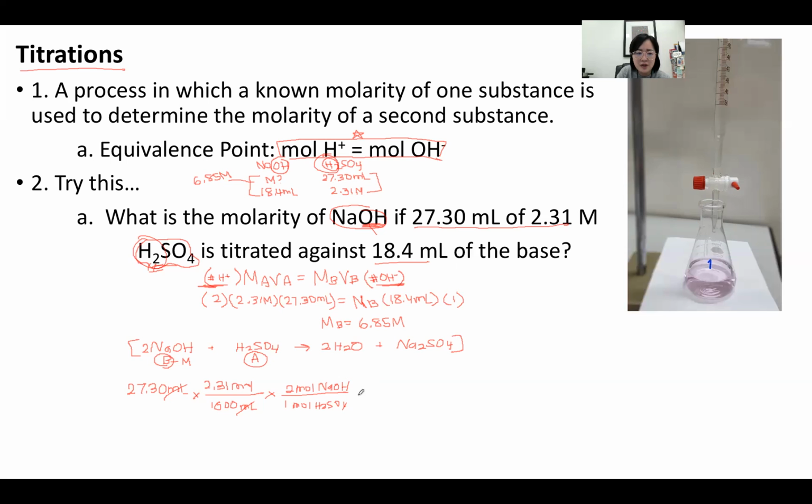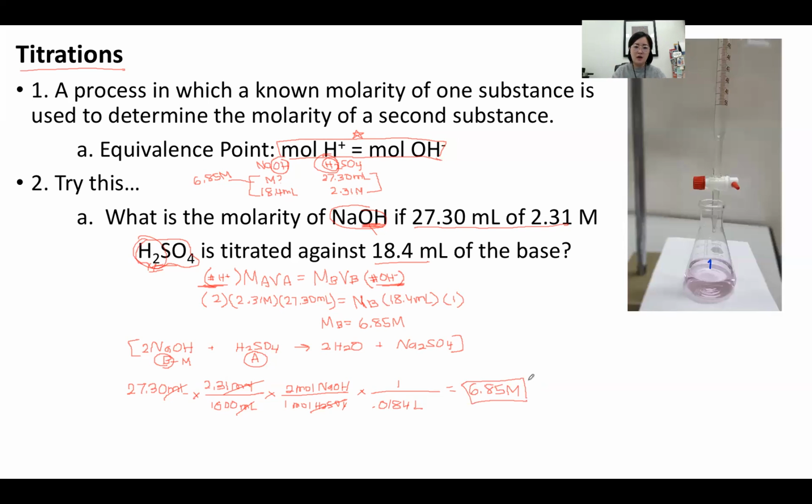And then if you guys stopped right here, you would get moles of NaOH, but I want to get molarity of the NaOH. So this is where you do that extra step of taking moles and dividing it by liters, right? So we have to take the 18.4, divide it by 1,000 and get 0.0184 liters of NaOH. And then if you multiplied and divided all the way through, you should end up with the same answer. Right, so the molarity of the base we find out is 6.85 molarity.